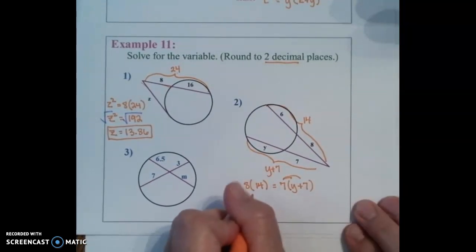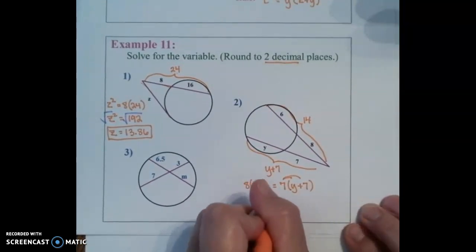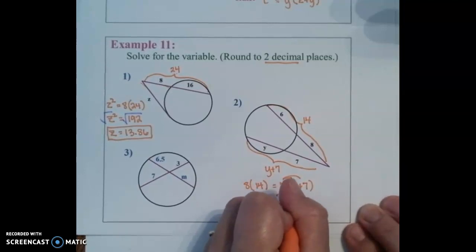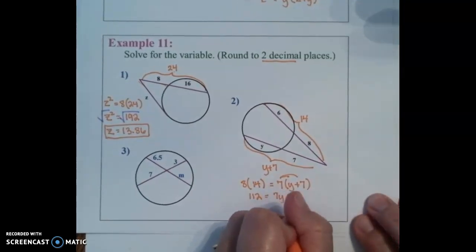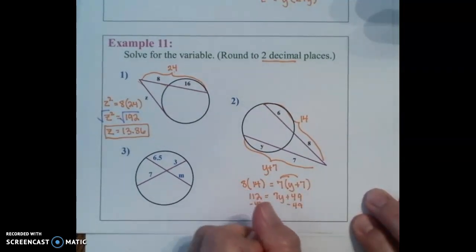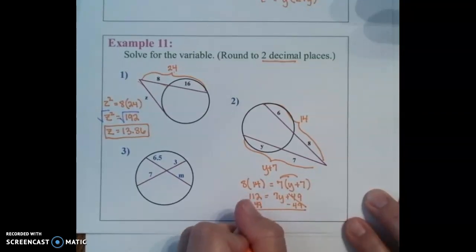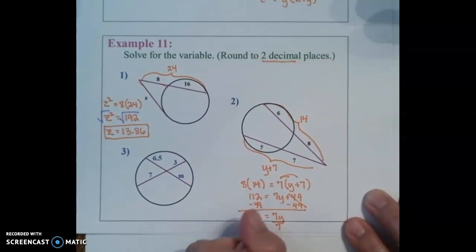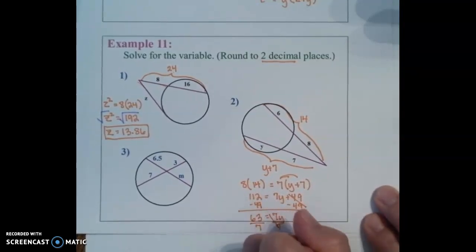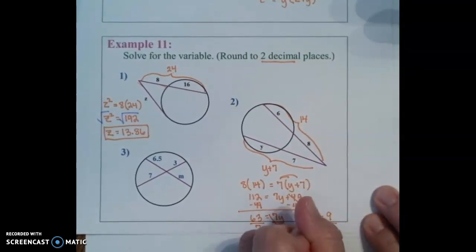So 8 times 14, that's 112, equals 7y plus 49. When we distribute, subtract your 49. So on this side we're going to get 63 equals 7y. You'll divide by 7. So y is 9.